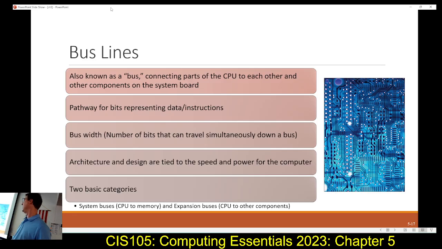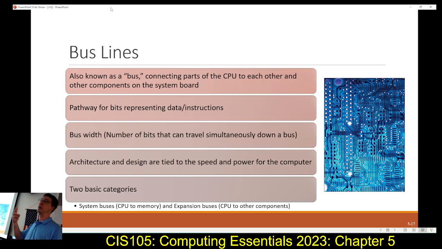There are many. And keep in mind that if you want to know the number of bits that can travel simultaneously down the bus lines, we call that the bus width. The only way you're going to find that out is to essentially go to the manufacturer's website for the motherboard, and you can get all kinds of technical specs from that. Architecture and design of the bus lines are tied to the speed and the power of the computer. So on that motherboard, it all depends how fast everything is as to what the architecture and design looks like of those bus lines. Because you're going to notice that bus lines are different on different devices.